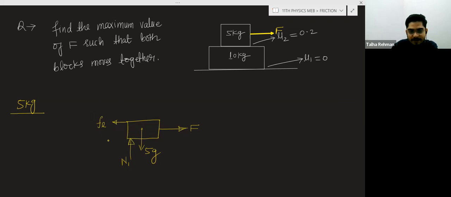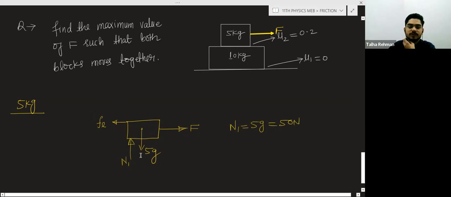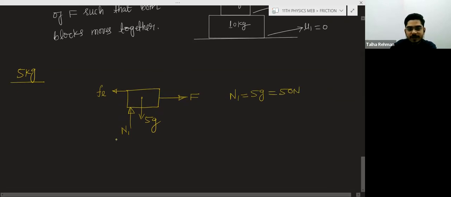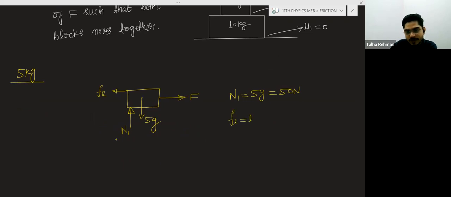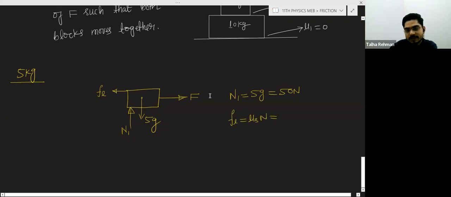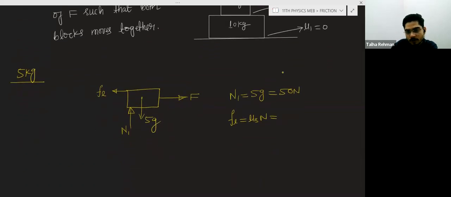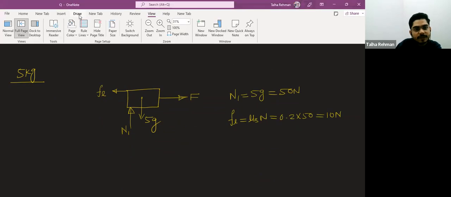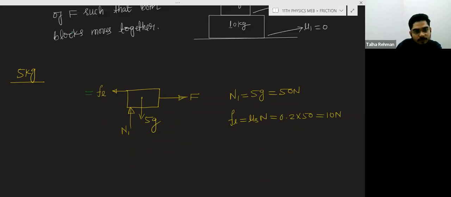Now N1 we can find easily. N1 is equal to 5g, as there is no motion in the vertical direction. N1 is equal to 5g, which means 50 Newton. Friction force we can find, limiting friction force, mu_s into N. What is the value of mu_s? 0.2. Normal reaction is 50, so it will become 10 Newton. So basically this force will become 10 Newton. Now for the 10 kg block.